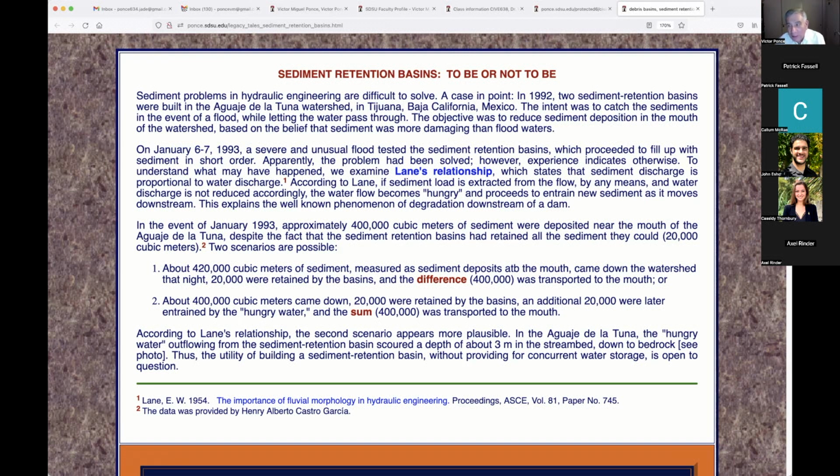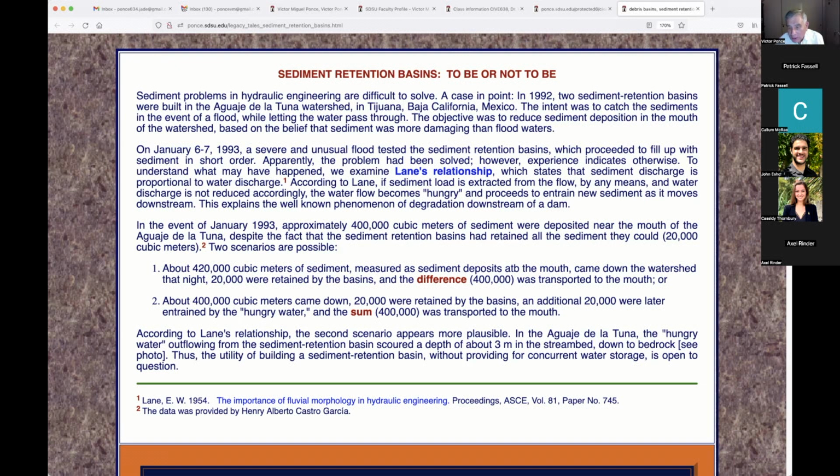The first scenario would be somebody that doesn't know that the Lane relationship exists. The second scenario is now that we know that there is such a thing as sediment transport, and the water is going to pick up the sediment if you don't give it to it, or if you take it away from it, it will pick up. According to Lane's relation, the second scenario appears more plausible.